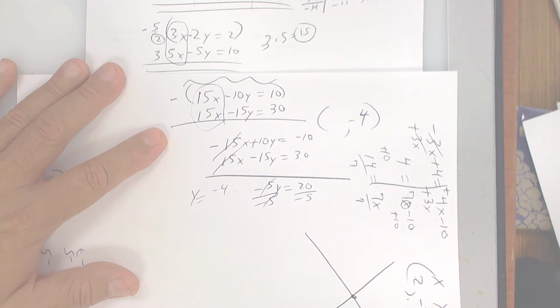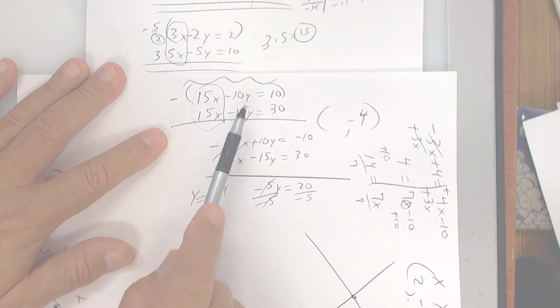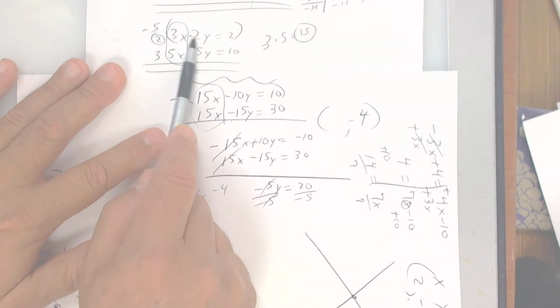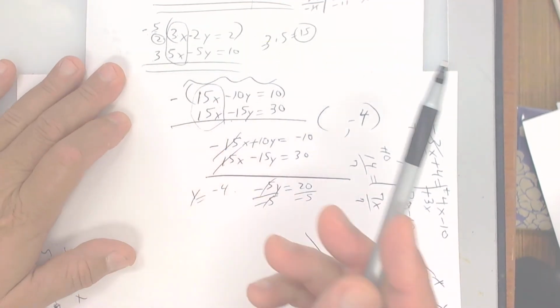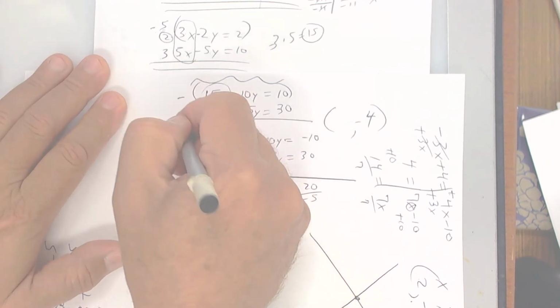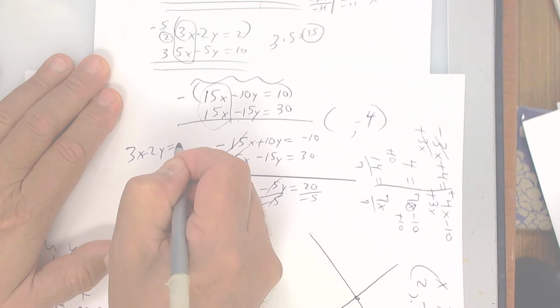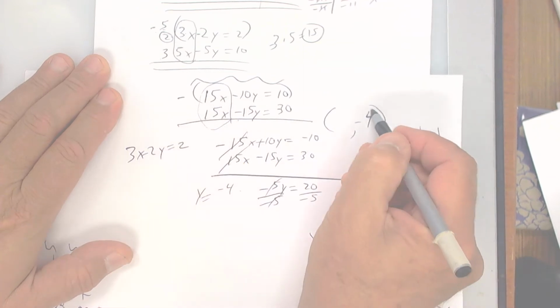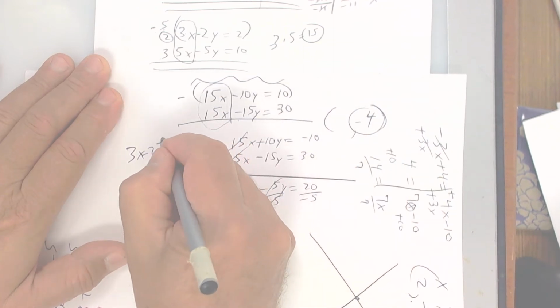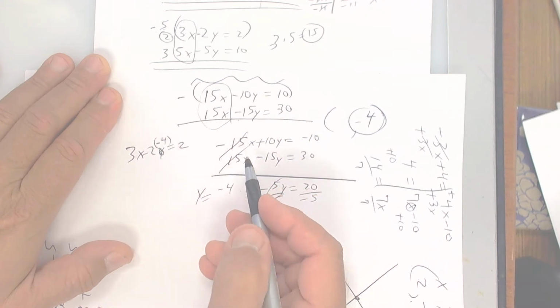Now you get to pick whichever equation you like. You could use this one, but these are ones that I modified. I would go back to the original. So pick one of the original ones. I'm going to use this one right here. So I'm going to say 3x minus 2y equals 2. I'm going to substitute this in place of that y, so put a negative 4.